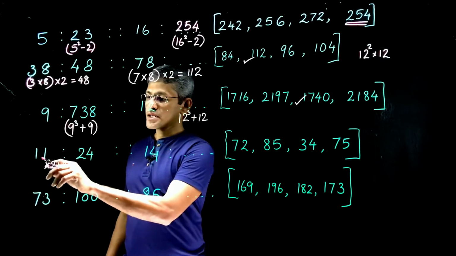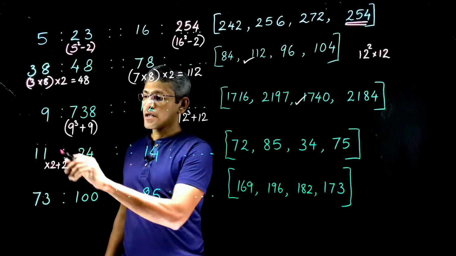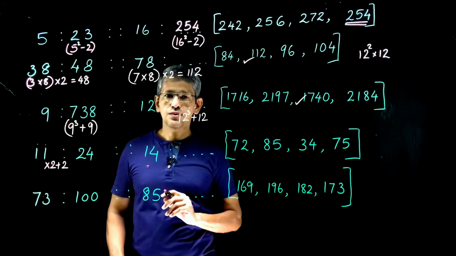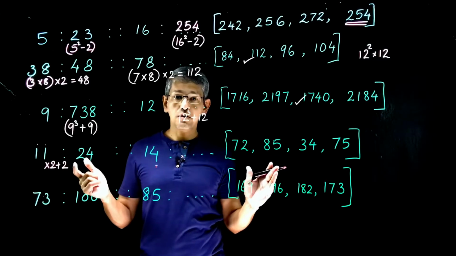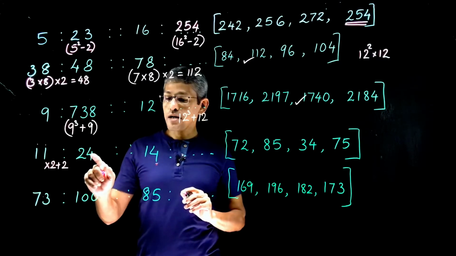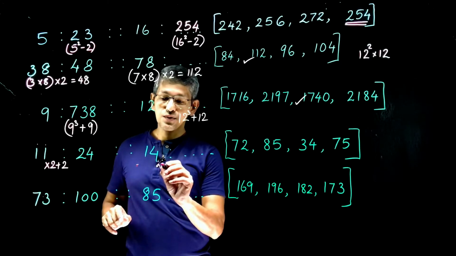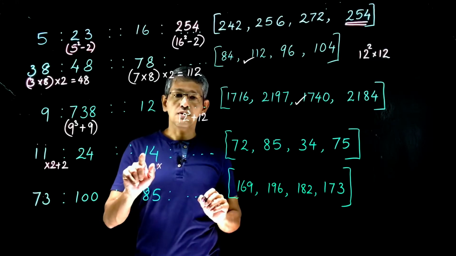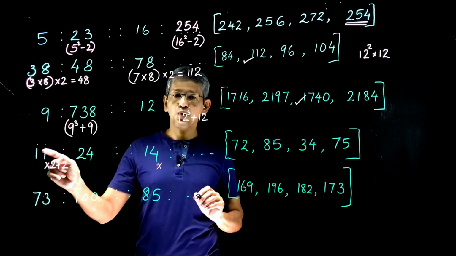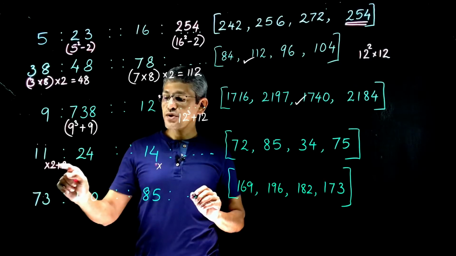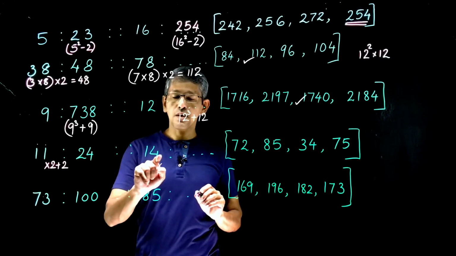Well, if you look at the digits, 1, 1. So 1 plus 1 is 2. Could be that's a reason. We are not sure about it. We'll check it out. So we apply the same logic on 14. 14 into 1 plus 4, the sum of the digits. Here, sum of the digits 1 plus 1 is 2. So 11 into 2 plus 2. Here, sum of the digits 1 plus 4 is 5.